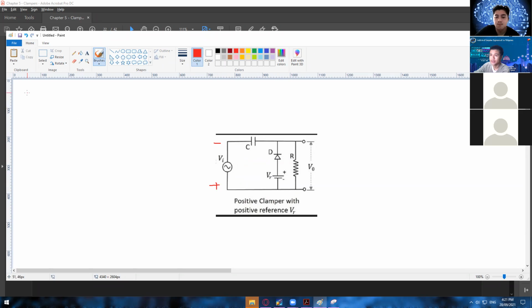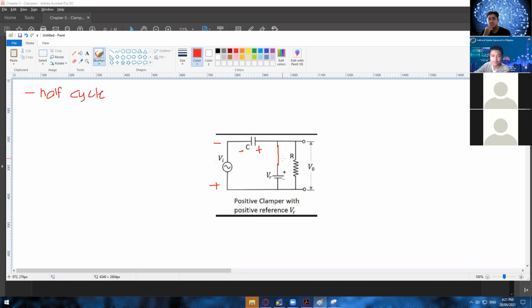So again, just make your diode forward biased first, because with that you'll be able to charge your capacitor. In the negative half cycle, this will be negatively charged, and this will be positively discharged. So negative to negative, positive to positive. So this will become a closed circuit.